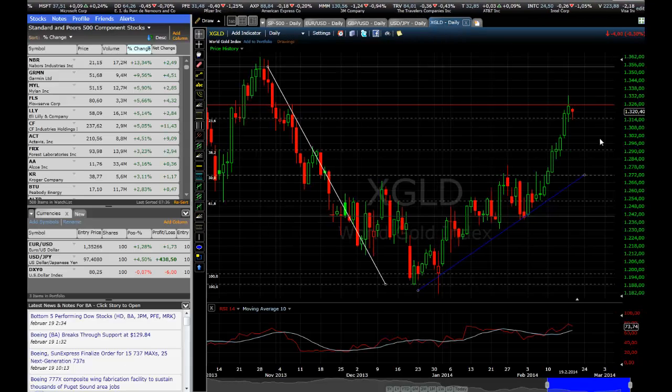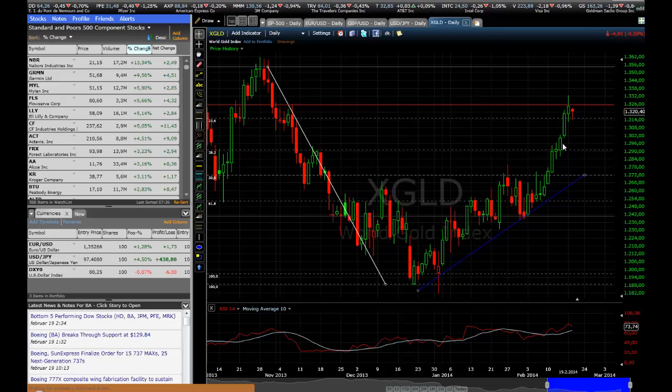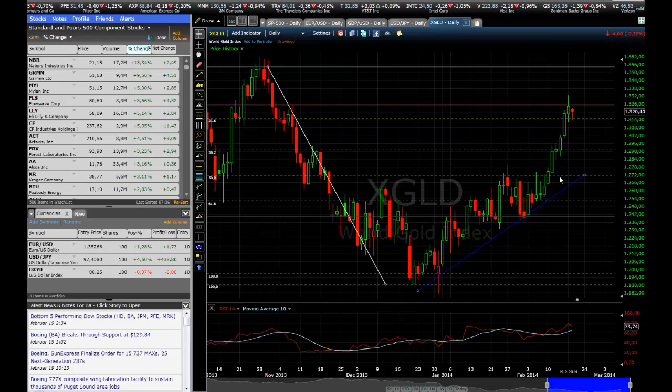And then finally we have gold, which snapped this long run on the upside. It's coming off of resistance at 1,325. This move here caught a lot of analysts off guard, but now with increasing strength in the dollar, we could expect gold to continue to move on the downside.